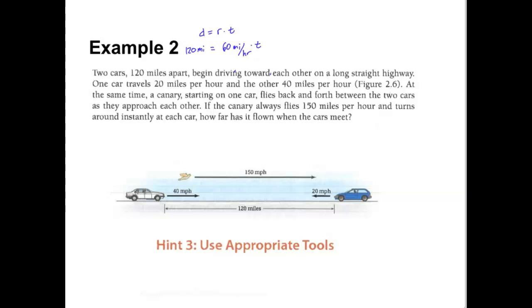So times time. So I can divide by the 60, and that should allow me to solve for the time, right? I'm going to divide by 60 miles per hour. Divide by 60 miles per hour. And that's going to leave me with the time they'll take to reach each other is 2 hours. Okay.